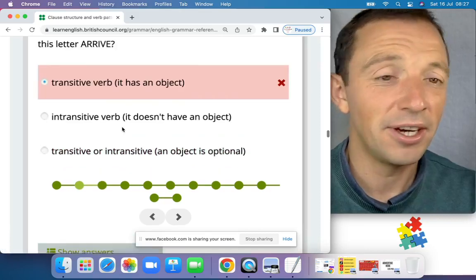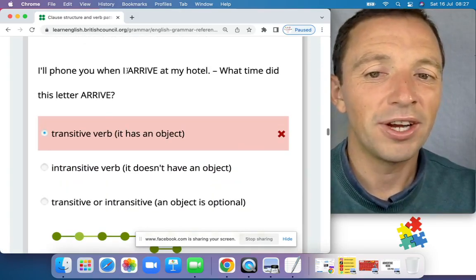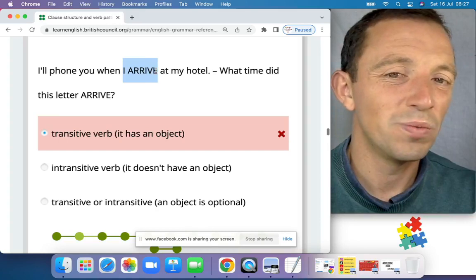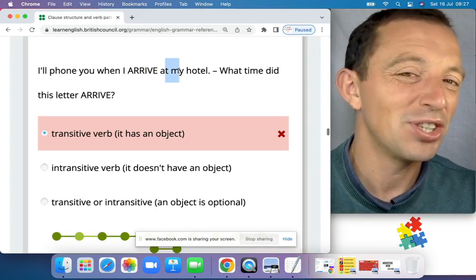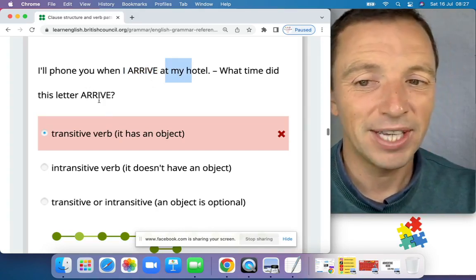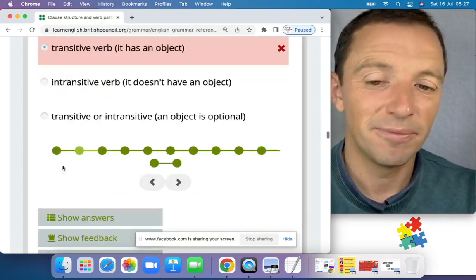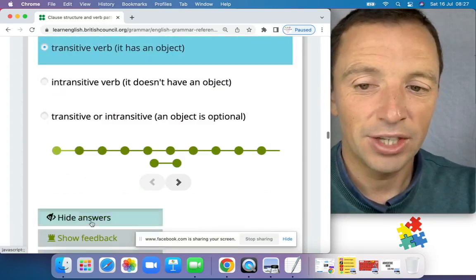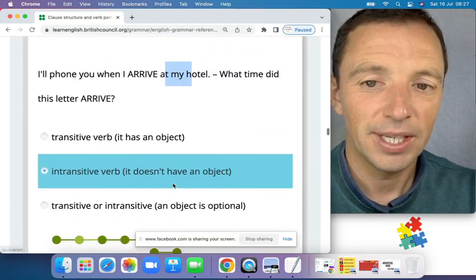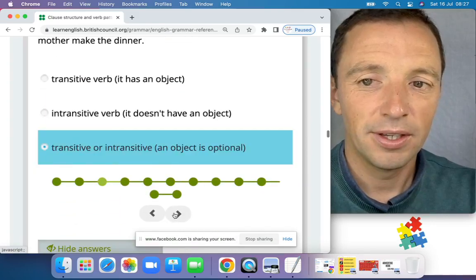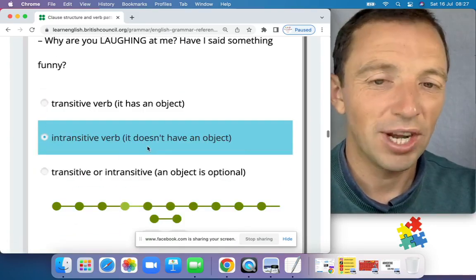And this is the final error. I will phone you when I arrive. Again, there's no object because we have the preposition that separates at my hotel, so that is intransitive. Okay, and show answers. Intransitive. Intransitive as well, to laugh.